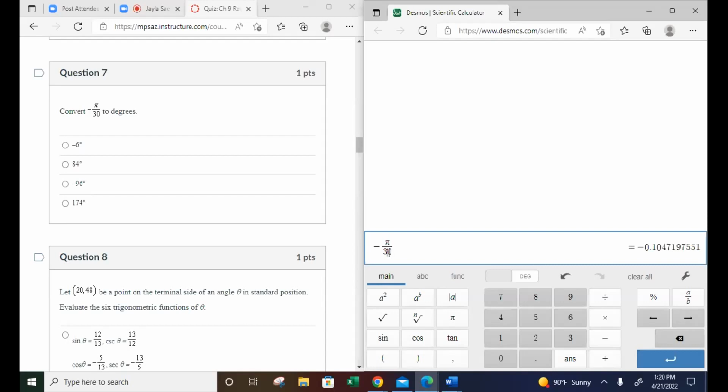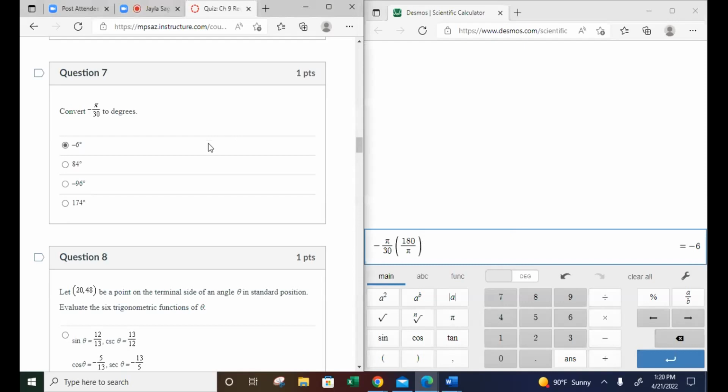Oh, okay. And would I multiply by 30? Nope, you gotta keep the number in there to start. Nope, you gotta put the minus pi over 30 in. You gotta start with that. And then you're going to multiply in parentheses by 180 divided by pi. Okay, and this one works out nicely because the pi's cancel. Right. Okay.